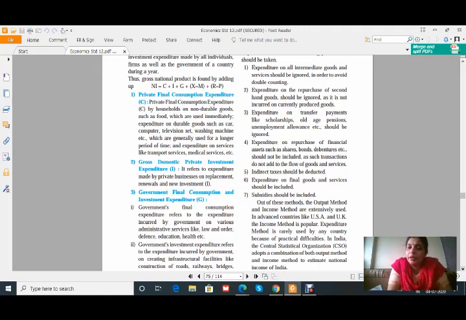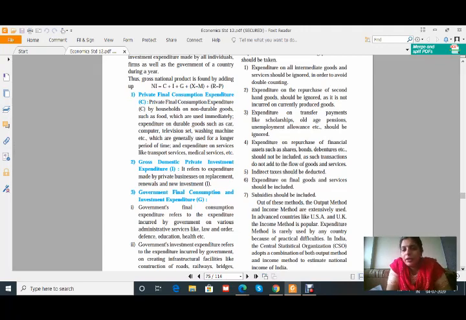Indirect taxes should be deducted. Already I explained about this GST and all that. Expenditure on final goods and services should be included, and that means whatever the expenditure has to be incurred to produce that final goods and services, it should be included, and subsidies should be included, because of the subsidy the cost of the goods has been a little bit reduced, and therefore this should be included while calculating the national income. Okay, now I think all of you know about this.